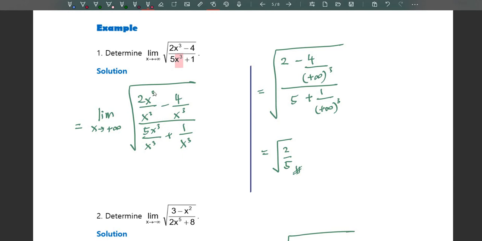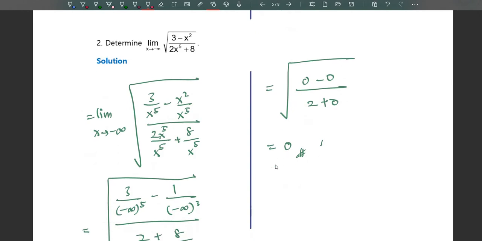Next, what you need to do is simplify. So here it's going to be 1. Next, you just need to substitute the value of positive infinity in x. We have 2 minus 4 over positive infinity cubed, divided by 5 plus 1 over positive infinity cubed. For this, it is going to be 0 because anything divided by infinity is 0. Therefore, the final answer would be root of 2 over 5.